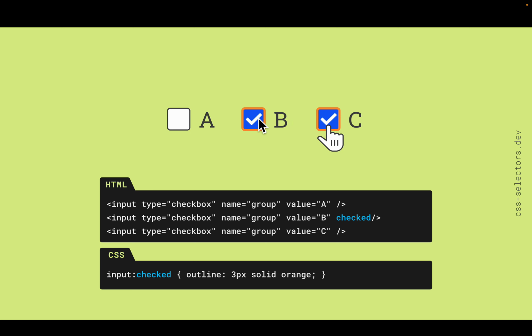Now, let's untick checkbox B. Even though checkbox B was initially checked by default and the checked attribute still remains in the DOM, the actual current state of the checkbox B is off now. Therefore, the styles defined in the checked pseudo-class won't apply to checkbox B anymore.